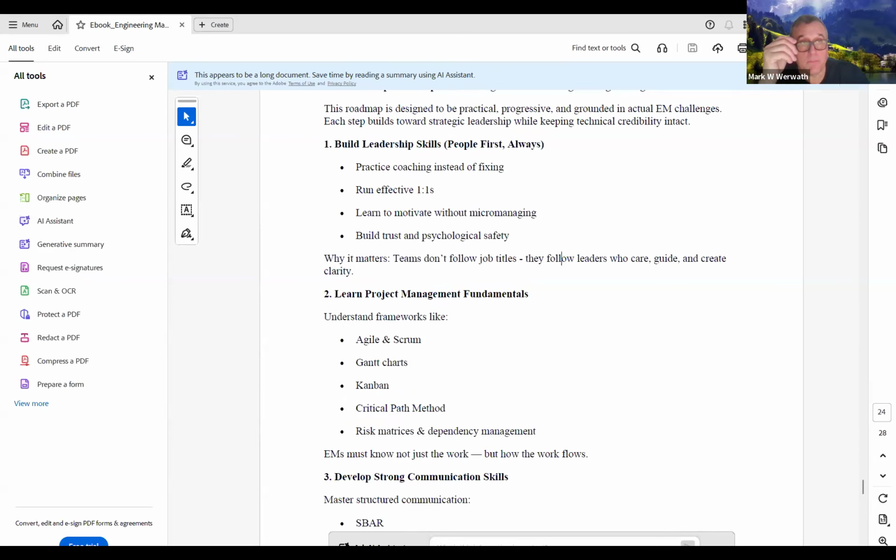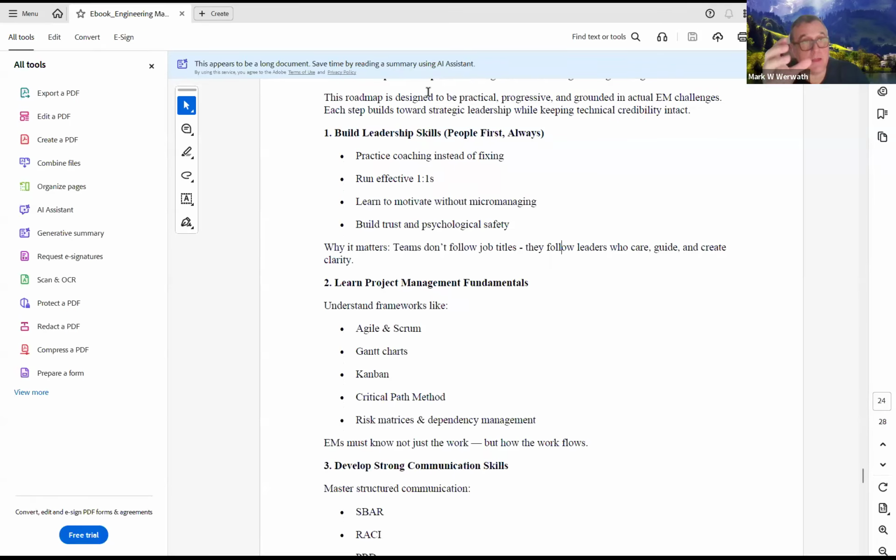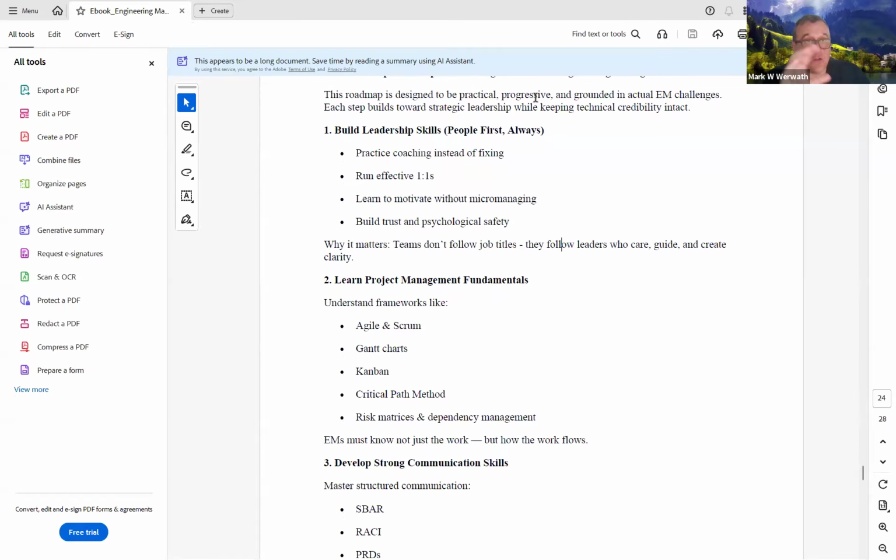So I deal mostly with the logistics, the budgeting, the finance, the HR issues, et cetera, that go with being a manager.